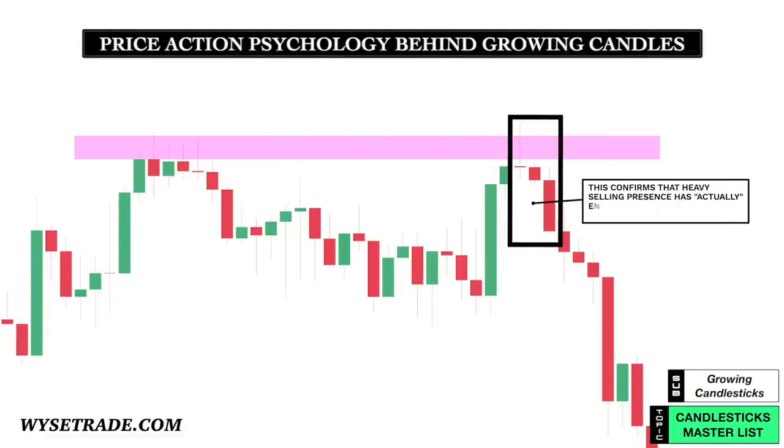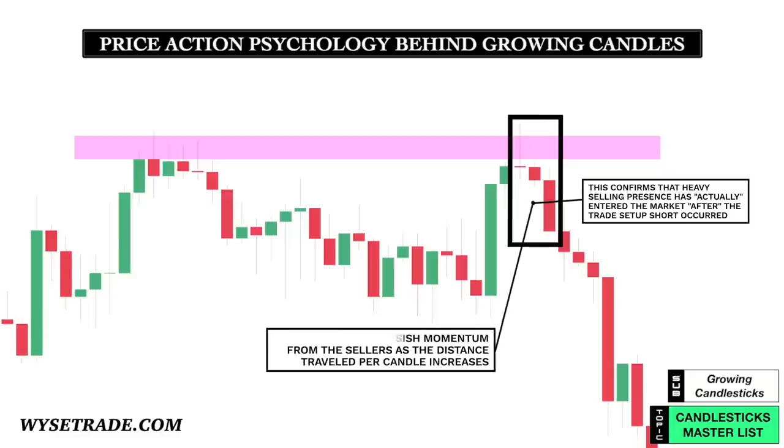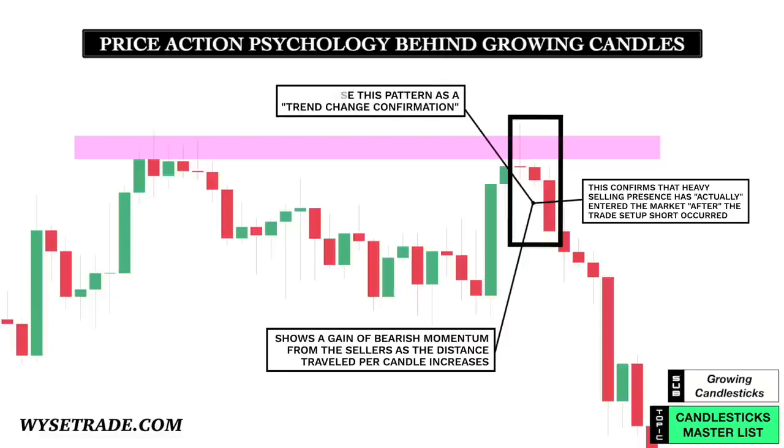The pattern confirms that heavy selling presence has actually entered the market after the trade setup, because it shows a gain of bearish momentum from the sellers as the distance traveled per candle increases, meaning you can use the pattern as a trend change confirmation. Now, going in the opposite direction.